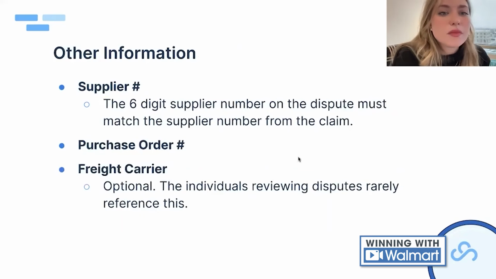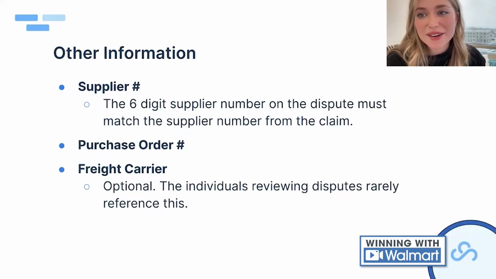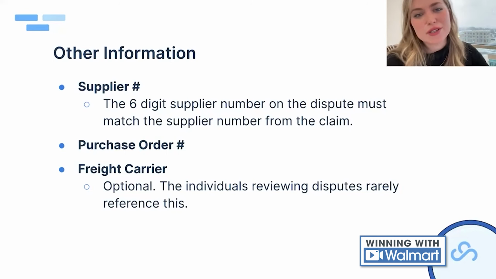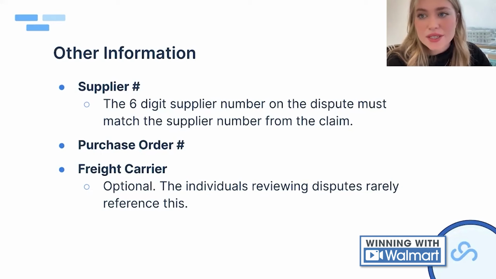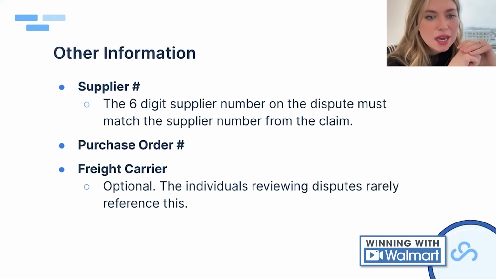Cool. Okay, supplier number. So this needs to match the 6-digit supplier number on the dispute that came from the claim. Some of you guys may have multiple supplier numbers, so this can be really easy for some and more difficult for others, but you're just going to want to make sure that matches up. You want your purchase order number. So what is that purchase order that matches up with that invoice? And then who is the freight carrier?